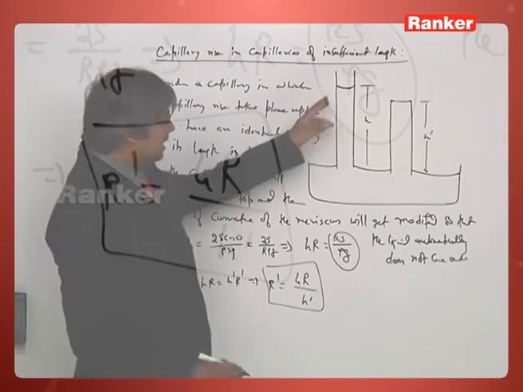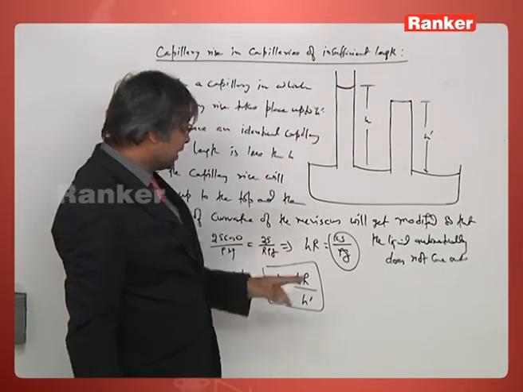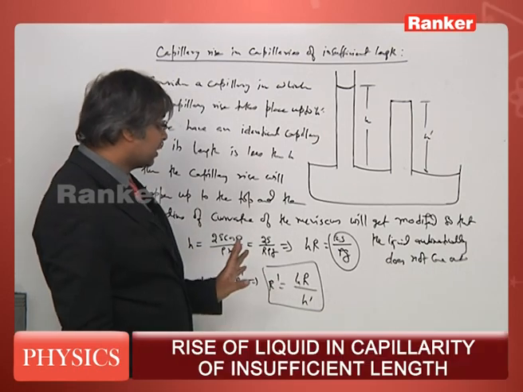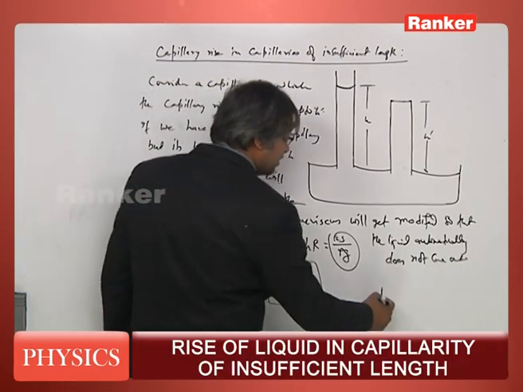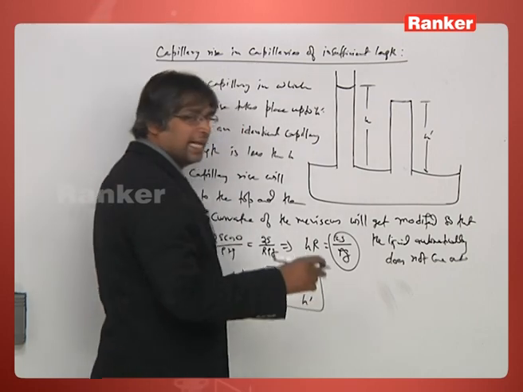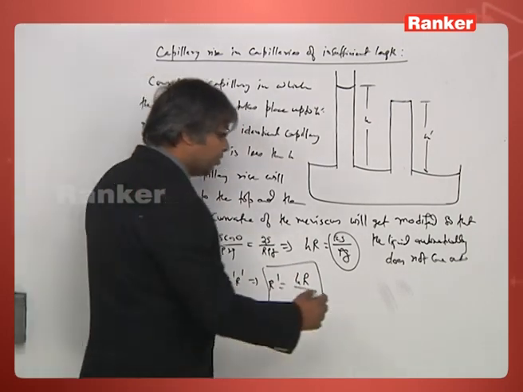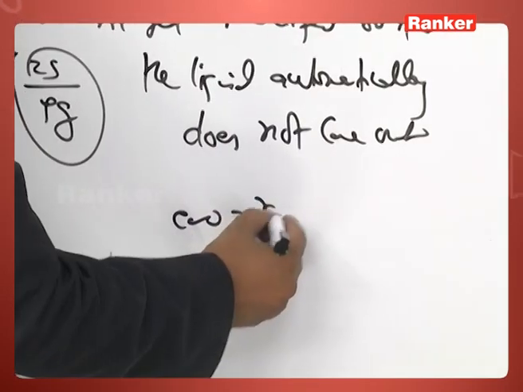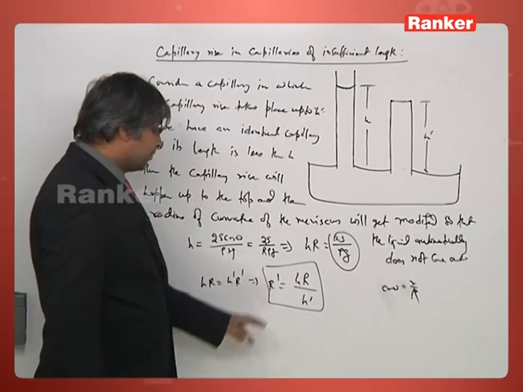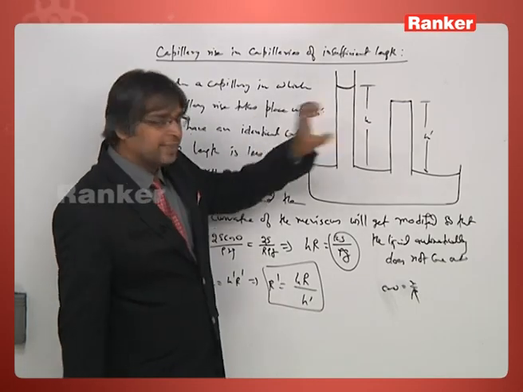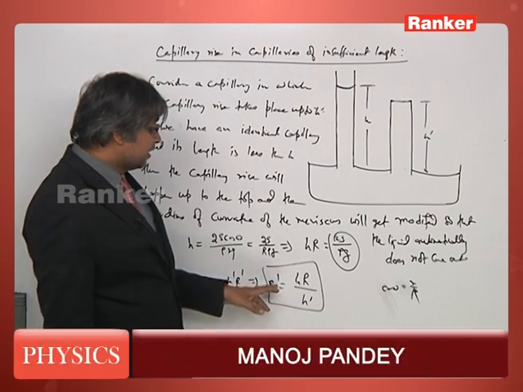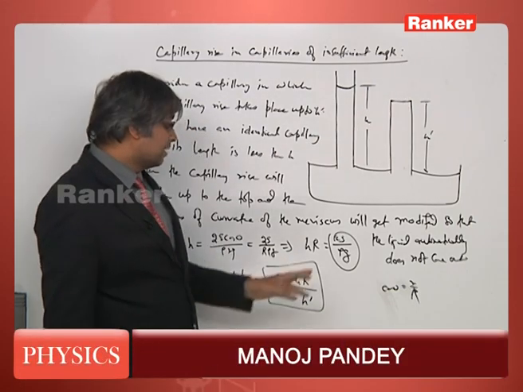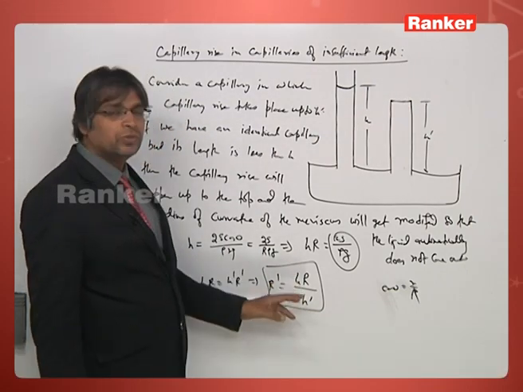So what will happen? Initially the radius of curvature of the meniscus was R. That R was given as r is equal to R cos theta. So we know that cos theta is equal to small r by capital R. But when the length is not sufficient, then the meniscus will get modified according to this relation.